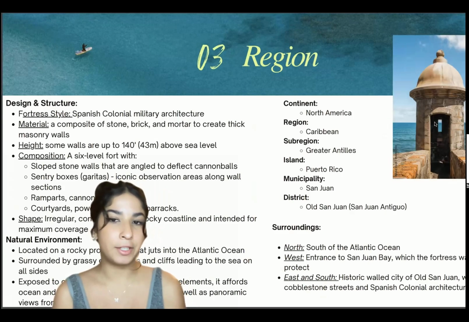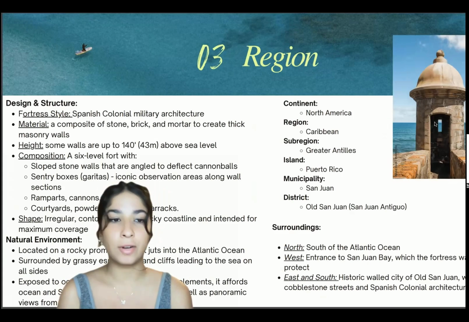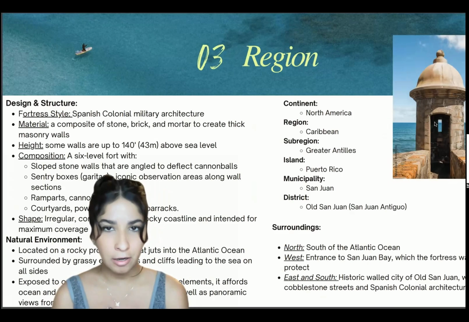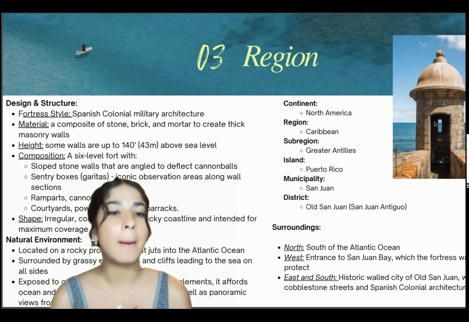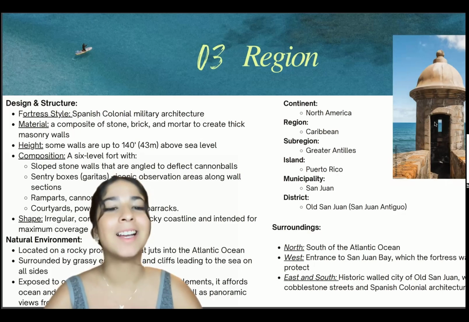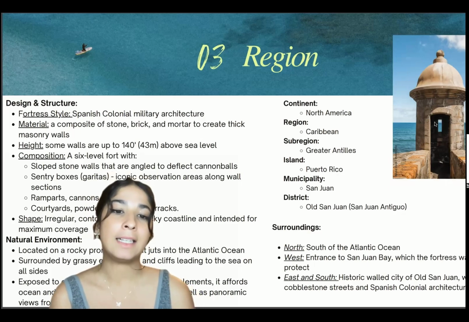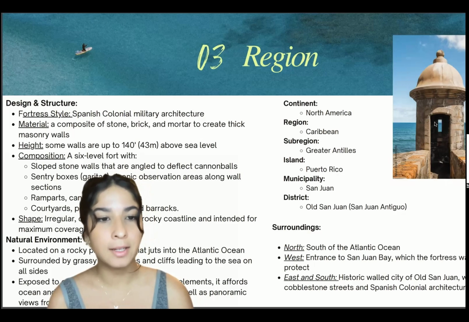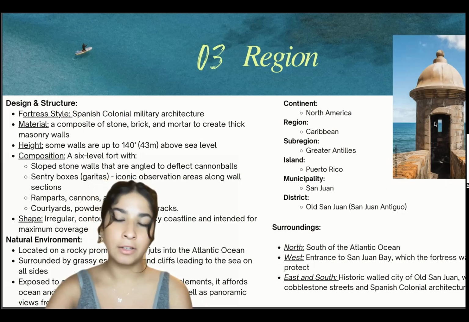Now let's go into region. I did choose a couple different topics for this. For design and structure, it is a fortress style, Spanish colonial military architecture. The material is composed of stone, brick, and mortar to create thick masonry walls. It is about 43 meters above sea level, and it is a six level fort with sloped stone walls that are angled to deflect cannonballs, and sentry boxes, garitas, which I did include a picture of right here.